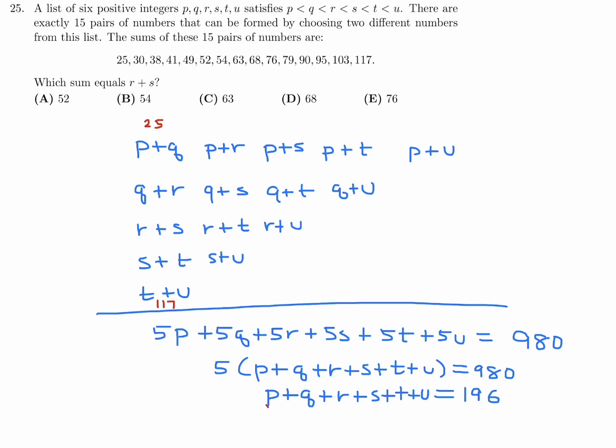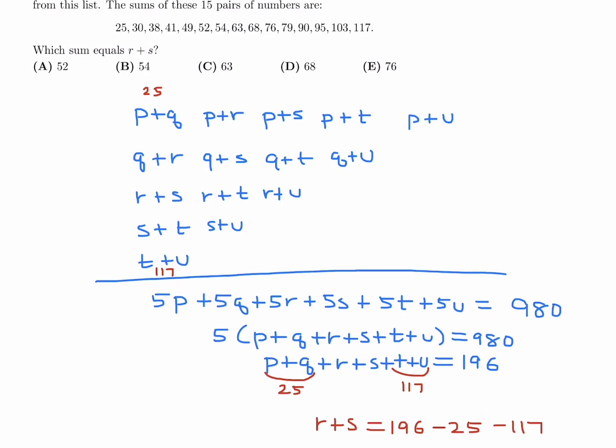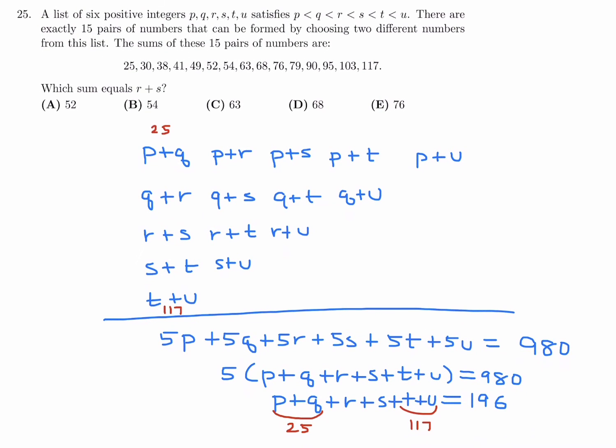So that means if you go back to this and this, we can substitute in 25 for P plus Q and 117 for T plus U. And that will give me R plus S is equal to 196 minus 25 minus 117. And therefore R plus S is equal to 54. So as you can see, it was not 76 as I had previously thought. It's actually 54. And therefore number 25, the answer is B.